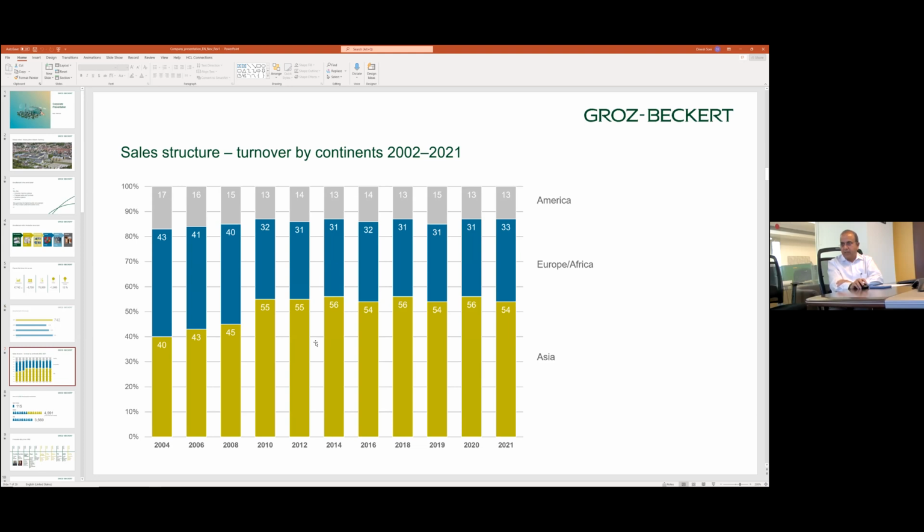And we can see that in 2004, America contributed nearly 17% of the business, but last year it came to 13%. In Europe and Africa, in 2004 it was 43%, and now it has come to 33%. In Asia, we were nearly 40% in 2004, but last year we have come to 54%. So what we want to say here is that most of the production facilities are migrating towards Asia, and we have good visibility of growth for Asia.